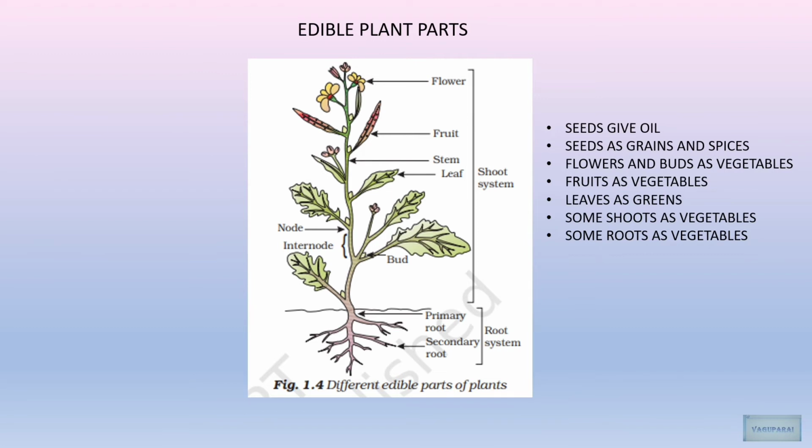Leaves as greens. Some of our food have greens in them, right? Like the coriander. Some shoots are used as vegetable. The banana shoot is used as a vegetable, and some roots are also used as vegetables. Example, the carrots and the beetroots.